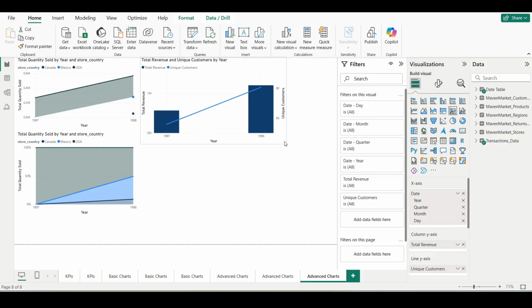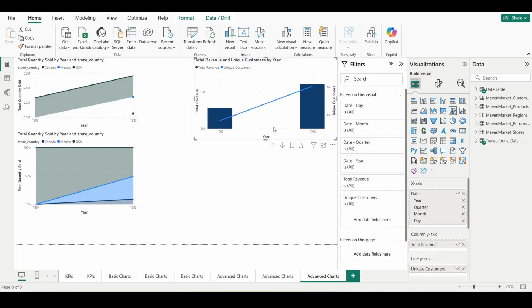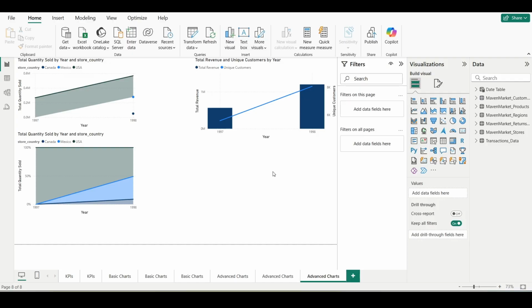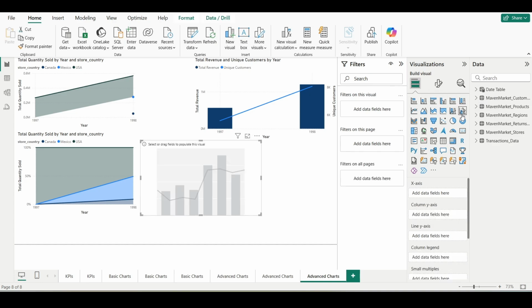Let's reduce the size of this chart and move it to this corner. Now let's move on to the fourth chart, that is line and clustered column chart. The sixth chart in the second row is line and clustered column chart. Click on the chart. So what is a line and clustered column chart?